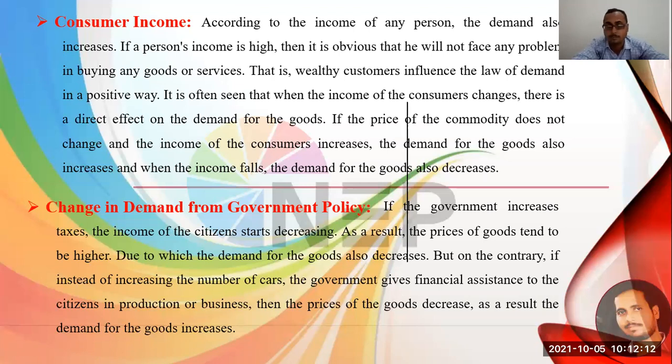But on the contrary, if instead of increasing the taxes, the government gives financial assistance to the citizens in production or business, then the prices of the goods decrease. As a result, the demand for the goods increases. It means if the government decreases the rate of taxes, on this condition, the people are able to get more benefit, more income indirectly. So the people demand more amount of commodities. This also plays an important role in the demand for commodities.